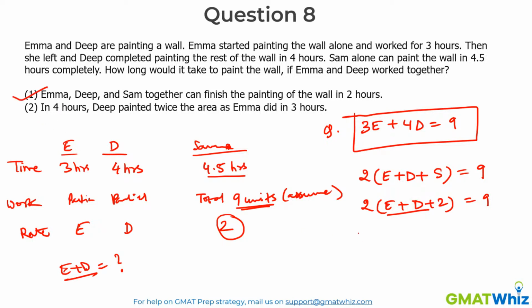If I go to statement 2, it says, in 4 hours, D painted twice the area as Emma did in 3 hours. So I know that in 4 hours, the work done by D is 4D. That is basically 2 times the work done by Emma in 3 hours. Now, this equation will get me a relationship between E and D, which I can then plug back into this particular equation and get the value of E as well as D. And that will suffice in order to answer this question. So basically, each statement alone is sufficient. So the answer in this case is going to be D.